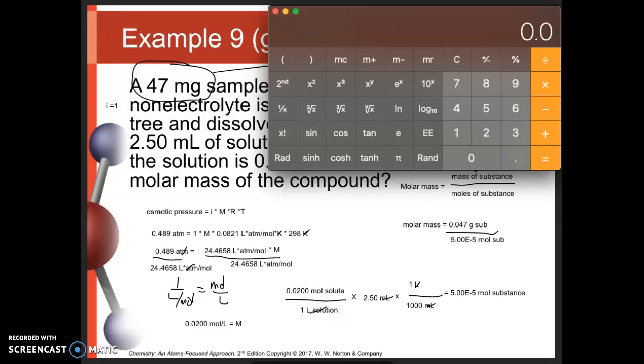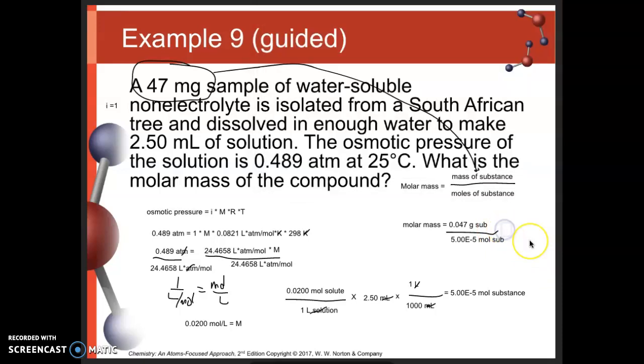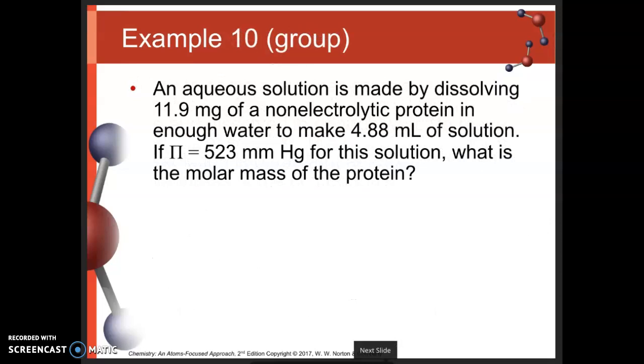So 0.047 divided by 0.0000500. I get a molar mass here of 940 grams per mole. So the molar mass here is quite significant, but it didn't take much. The molar concentration was incredibly small here, but we were able to determine that whatever this substance is, it's got a pretty heavy molar mass. It's a pretty massive molecule. Let's take a look at another example.